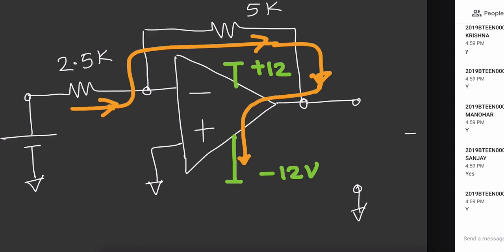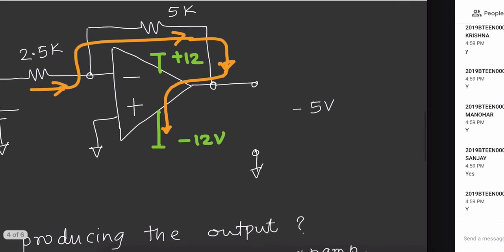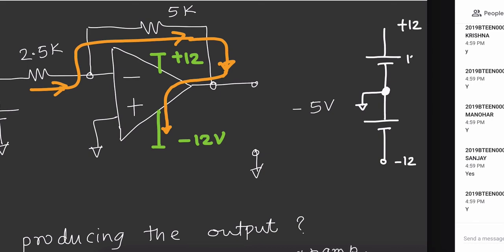Okay. So we will draw one more small additional thing. Now where are this plus 12 and minus 12 coming from? Plus 12 and minus 12, they are coming from a battery, a power supply. So the battery is connected to form a dual power supply. So this is minus 12, this is plus 12 because this is a 12 volt battery. Okay, and then they are connected like this.